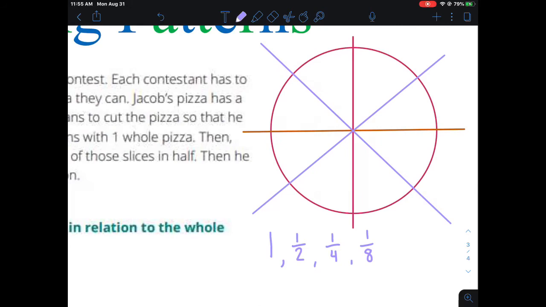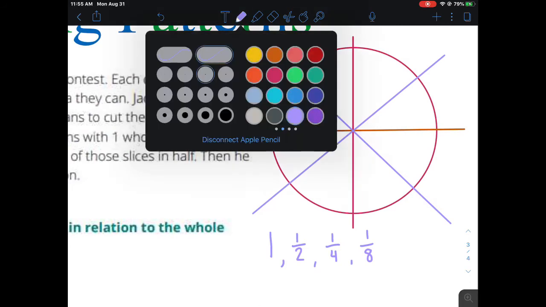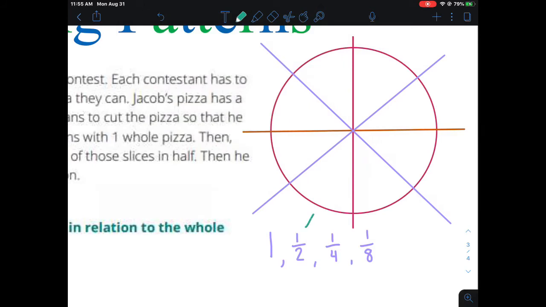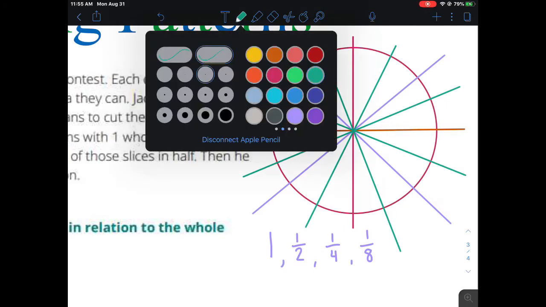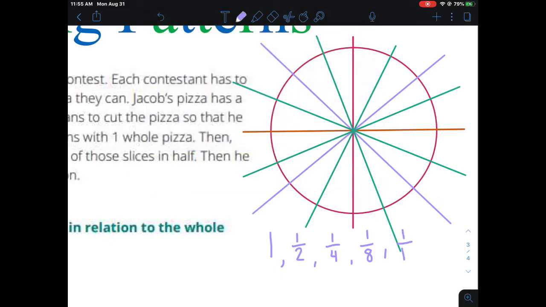Now let's cut these eighths in half and see what happens. So we'll cut this piece. And then we'll cut this piece. Then we'll cut this piece. Then we'll cut this piece. And I think that's it. Okay, so now how many slices do we have? We have 16 slices. So each piece is 1/16 of the original size.